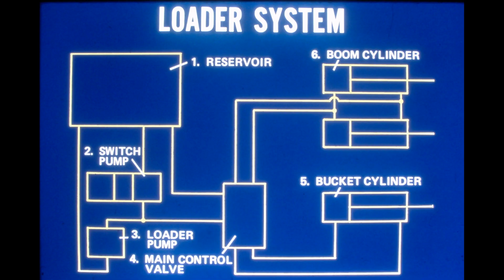Shown here is a simplified schematic of the loader hydraulic system. Oil from the reservoir is used to supply the loader pump and the switch pump. At lower engine speeds, only the loader pump supplies oil flow to the main control valve. As the engine speed increases, the flow from the switch pump combines with the flow from the loader pump. The main control valve directs oil to the bucket cylinder and the boom cylinders as required.